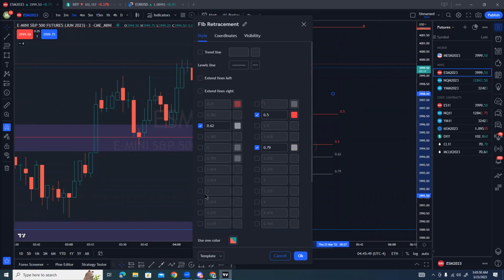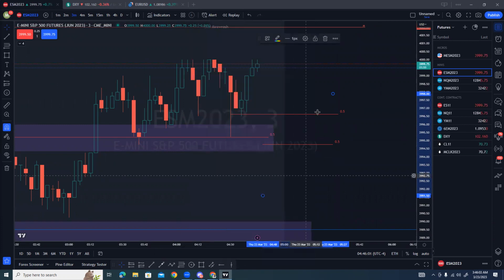6279. Where's the 70? 70. And then you can create a template, save as. And then now every time you pull that up, you can change it to whichever one you want.